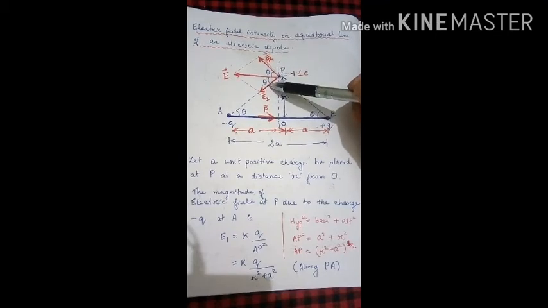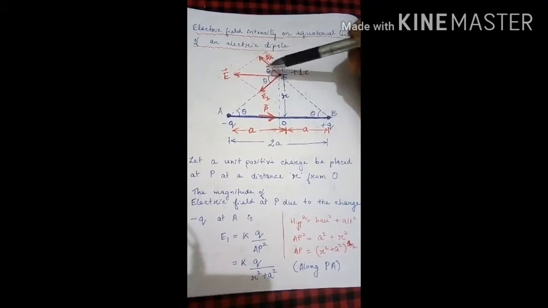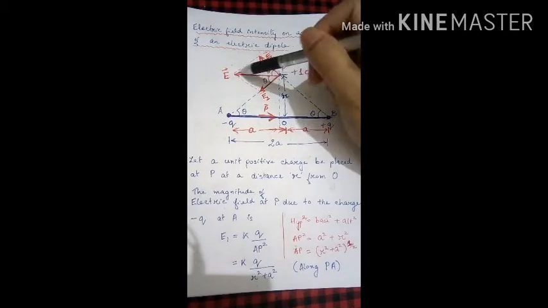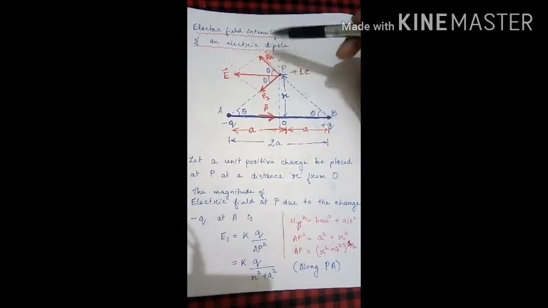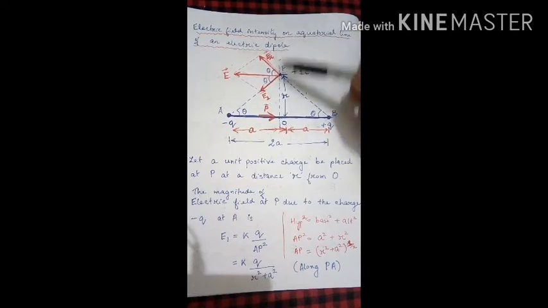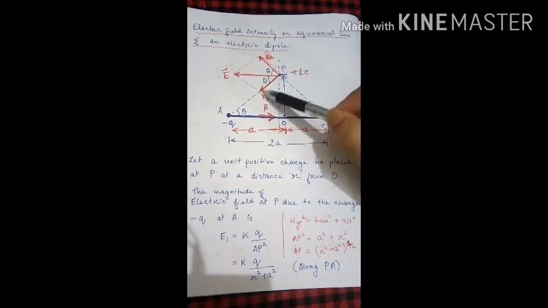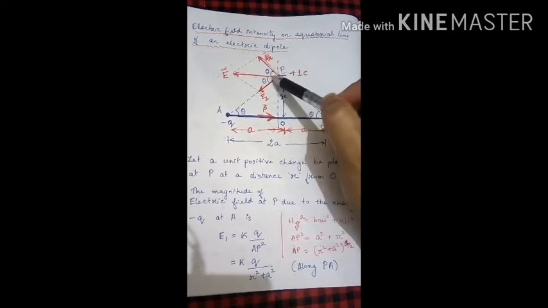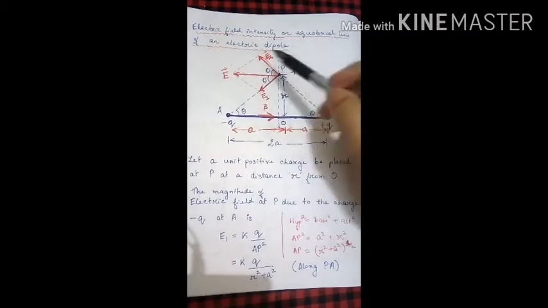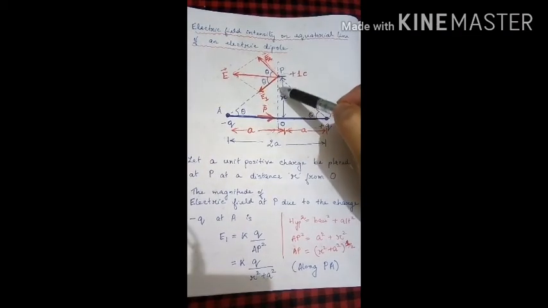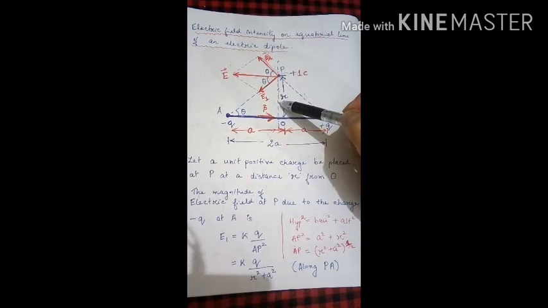If we resolve E2 into cos and sin components, we have a cos component along this direction which is E2 cos theta, and along this direction another component which is E2 sin theta. Similarly, for the electric field E1 we can resolve it into two components. One is E1 cos theta along this direction, and another, a vertical component along this direction, is E1 sin theta.